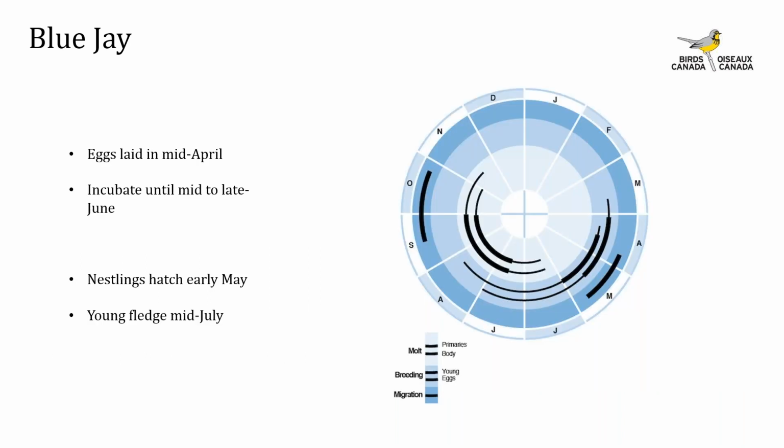Because of their latitudinal distribution, breeding times do vary. In Ontario, the blue jay begins laying eggs in mid-April and continues to incubate into mid to late June. The nestlings will hatch early May, and all young will have fledged by mid-July.